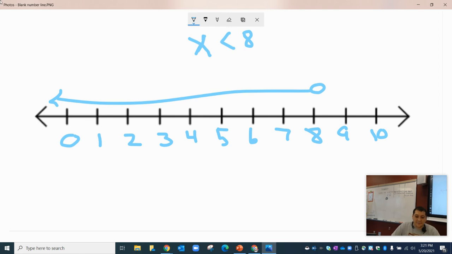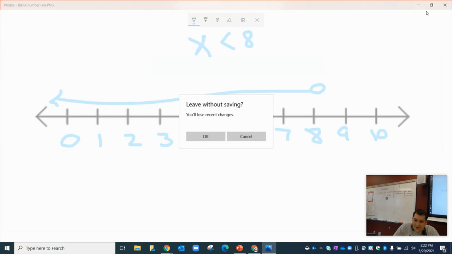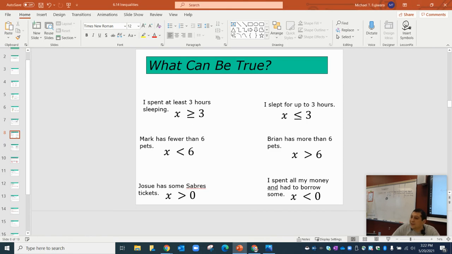All right, that's really all there is to graphing inequalities on the number line. So now you are masters at it. Good luck, and if you have any questions, don't hesitate to ask.